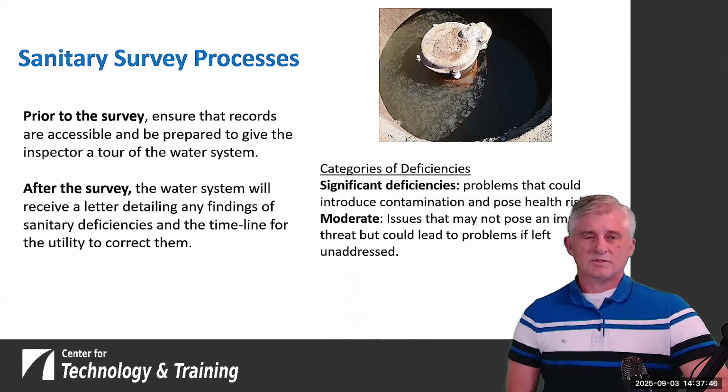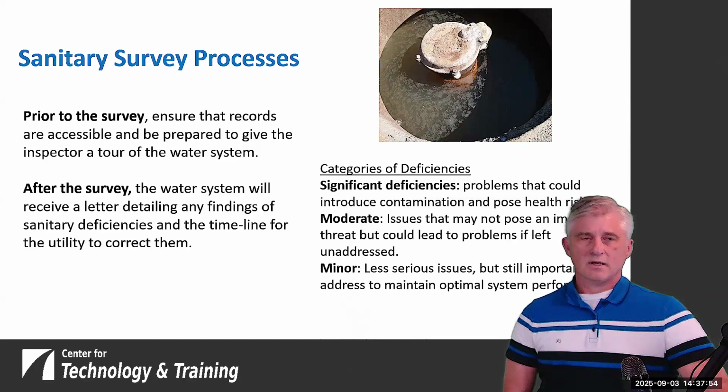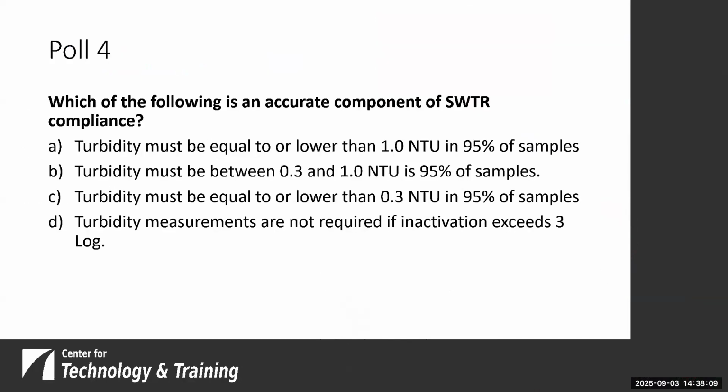Moderate issues that they're not immediate, but they could lead to problems, so they need to be addressed. And then lastly, minor. So these are less serious. They're probably things that should be done, but they're not overly urgent, but it would probably help you operate your system a little better.